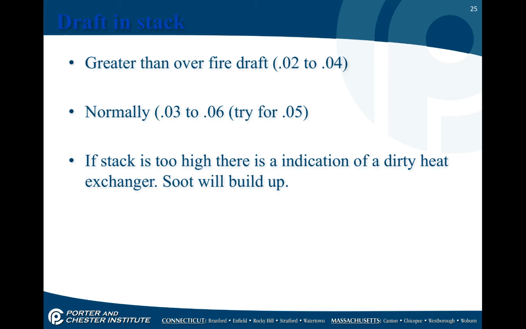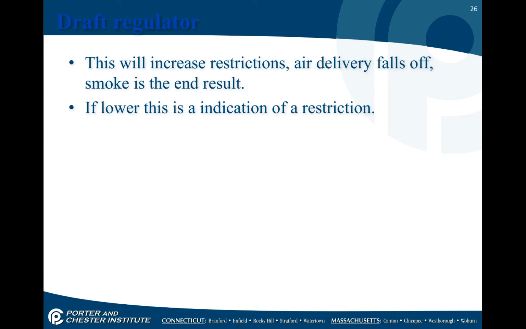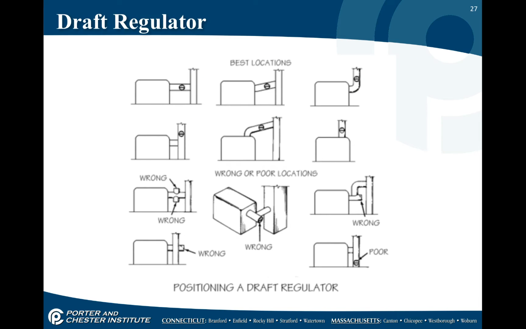The draft in the stack needs to be greater than the over the fire draft. It's a negative 0.02 to a negative 0.04. Normally, we want a 0.03 to 0.06. You want to try for right in the middle. 0.05 is good, 0.04 is good. If the stack draft is too high, there's an indication of a dirty heat exchanger. Soot will build up. With a dirty heat exchanger, it increases restrictions, air delivery falls off, and smoke is the end result. If the draft is too low, this is an indication of a restriction in the chimney someplace.